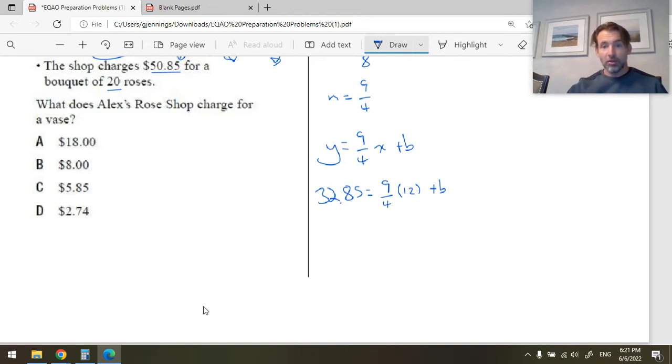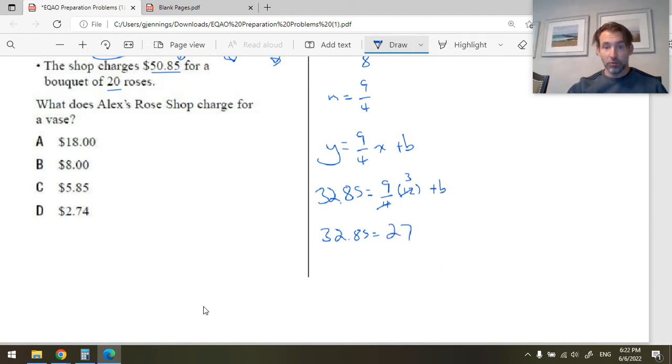Okay, so now evaluate. I want to solve for B here. 32.85 is equal to 9 over 4 times 12 plus B. Well, that's 27. Why? Because the 4 cancels the 4 in the 12. 12 is 3 times 4, so that's now 3 once I've canceled away that 4. 9 times 3 is 27.